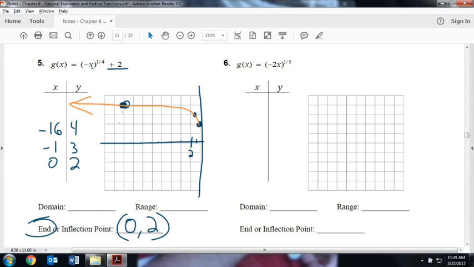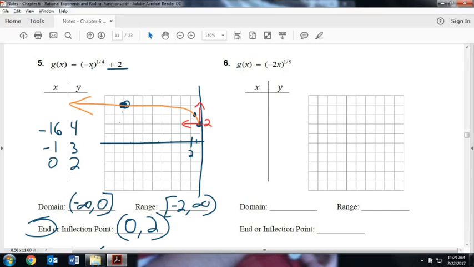And your domain and range. So this one starts at 0. Your domain goes left forever from 0, and your range goes up from negative 2. So your domain is from negative infinity to 0, and your range is from negative 2, because that's where it starts, that's the lowest point, up to positive infinity. Okay, and again, if you flip this one over here, go back and fix it. Remember, you got to go negative to positive.